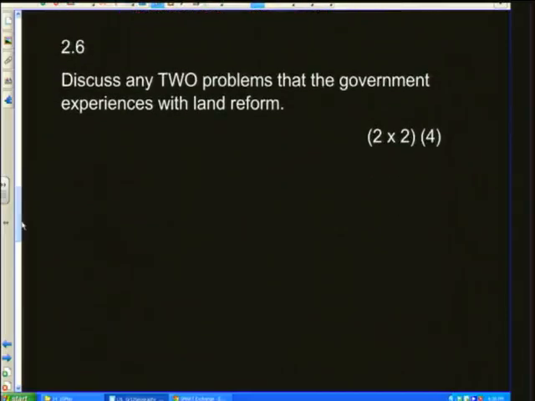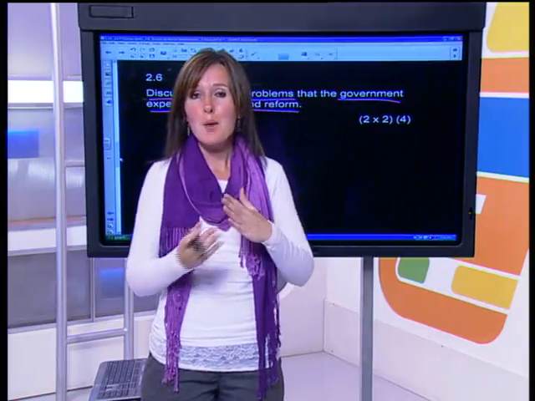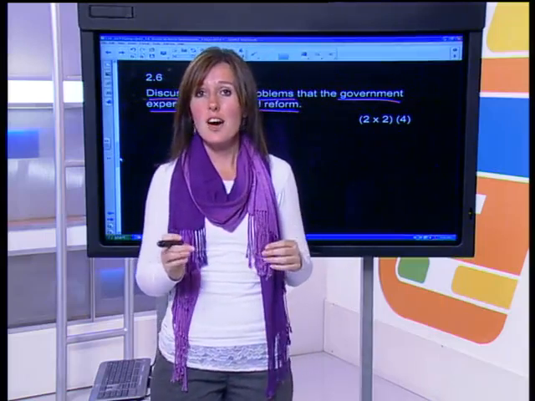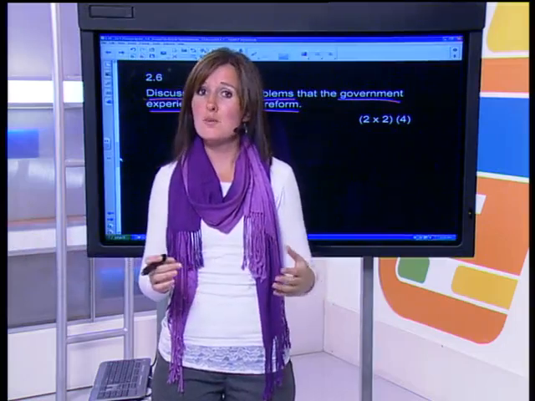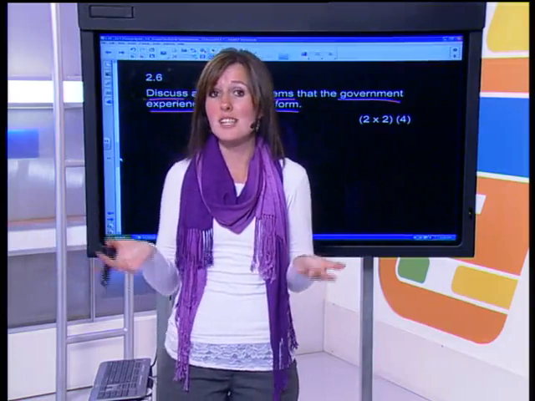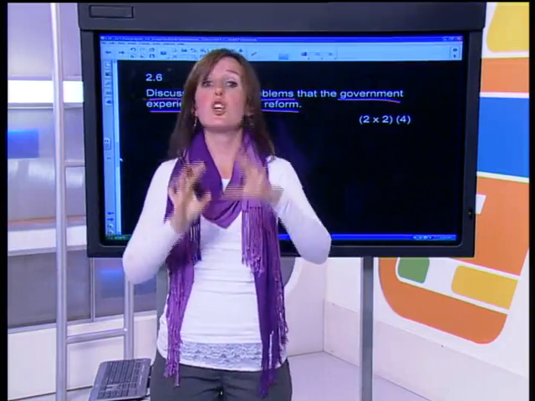You need to discuss any 2 problems that the government experiences or could experience with this process of land reform. So this idea is all good and well, but there are a number of issues that obviously will arise in trying to implement this process. Obviously this process is taking time. 20 years on from the end of apartheid, we still have people struggling to gain access to land. It takes a lot of time, and there's also a huge cost involved, all right?